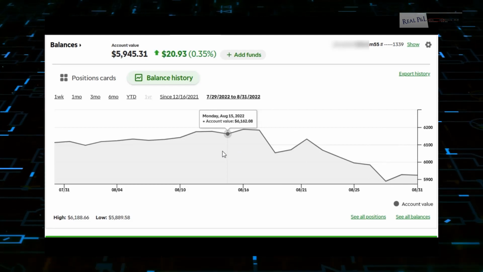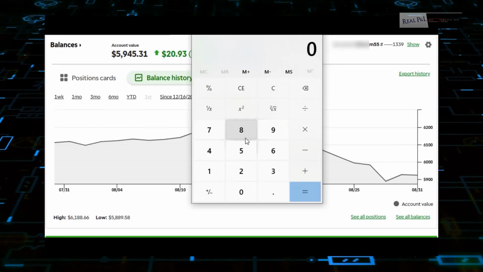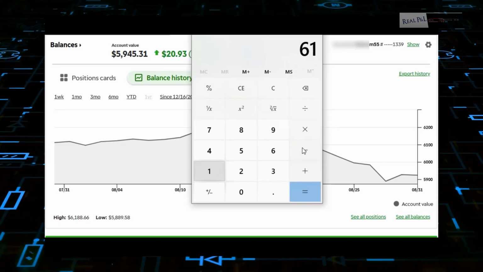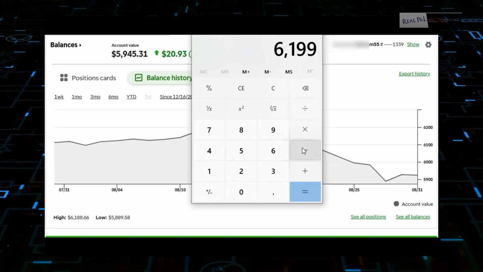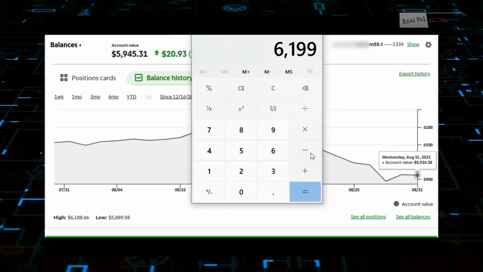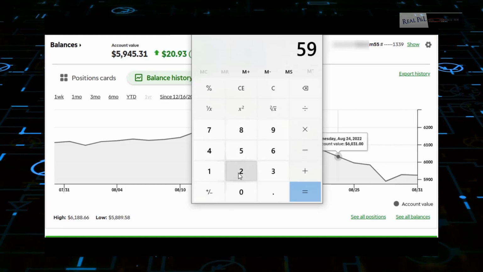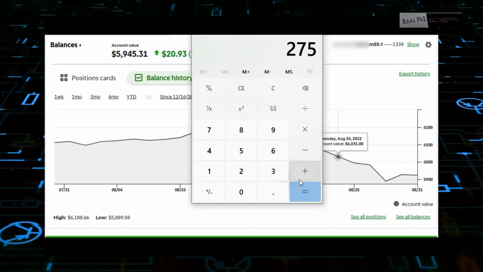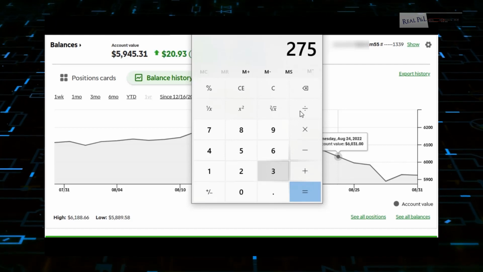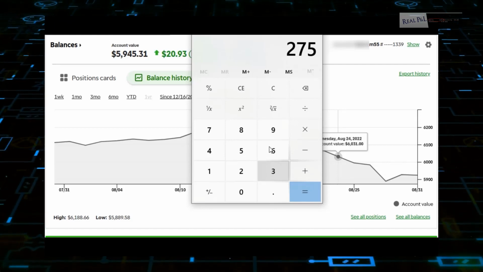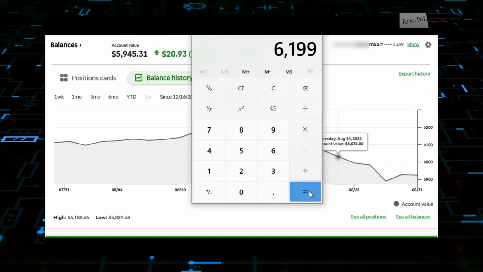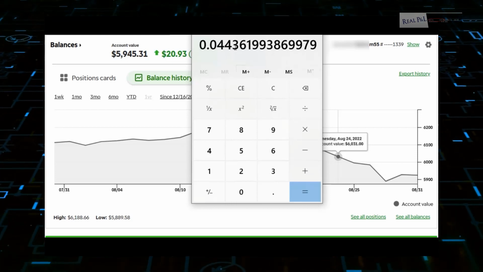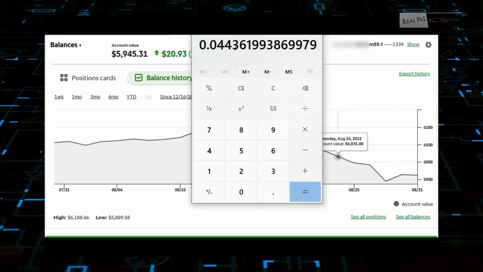Well, let's do some numbers here. We started with 6,199 and we ended with 59.24. So we lost 275. Down $275 this month, and divide that by 6,199. So about a 4.4% that we're down this month. Probably down around 5% when you take into account the low of the month.